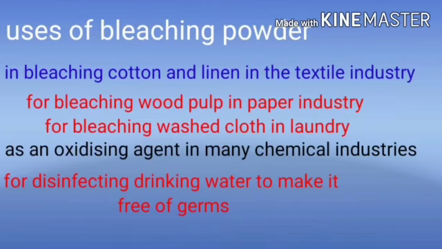Bleaching powder is one of the most important compounds used in various fields: in bleaching cotton and linen in the textile industry, for bleaching wood pulp in the paper industry, for bleaching washed cloth in laundries. It is used as an oxidizing agent in many chemical industries, and it is used for disinfecting, that is, to kill the germs in drinking water.